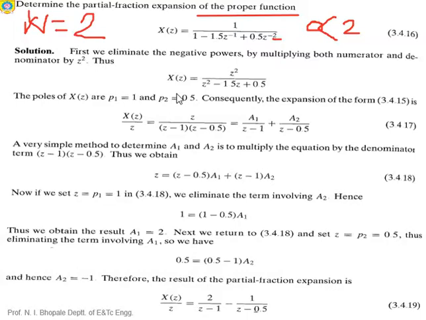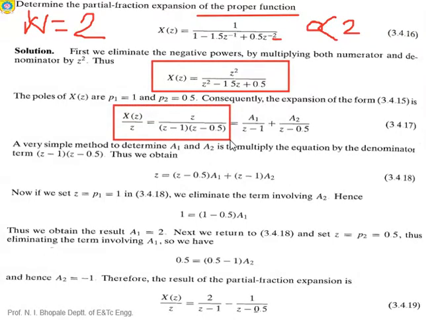When we multiply the numerator as well as the denominator by z square, we get X of z equal to z square by z square minus 1.5z plus 0.5. This is further solved with respect to the partial fraction. The poles are found by solving the denominator as a quadratic equation, z square minus 1.5z plus 0.5. If we solve this, it gives the factors z minus 1 and z minus 0.5. These are the two factors which we got.